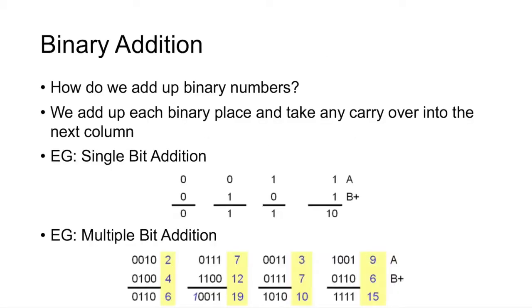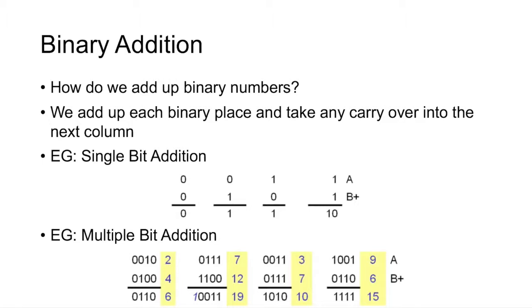In terms of addition, how do we add binary numbers? Well, we add up each binary place and take any carryover into the next column. Here are some single bit additions. 0 plus 0 is 0. 0 plus 1 is 1. 1 plus 0 is 1. 1 plus 1 is 0, carry the 1.